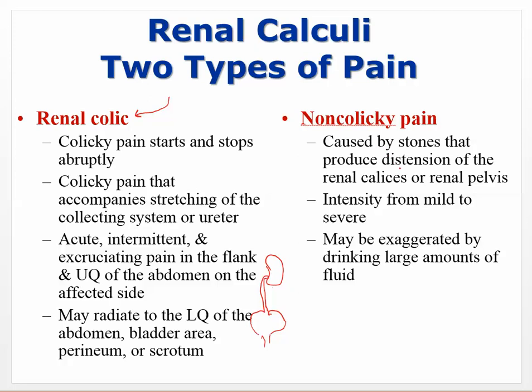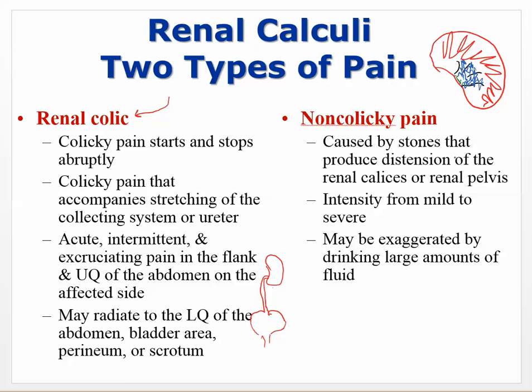Non-colicky pain is going to tend to collect more in the kidney. Remember the kidney has the functional nephron areas up here, but then those drain down to the calyces, and those calyces drain into the pelvis. Now, if we have kidney stones in there that are jamming up its ability to leave, then fluid can build up, hydronephrosis, and stretch that out, and that's going to cause more of a dull pain, but a constant pain as long as that stretching is taking place. So it can be mild to severe.